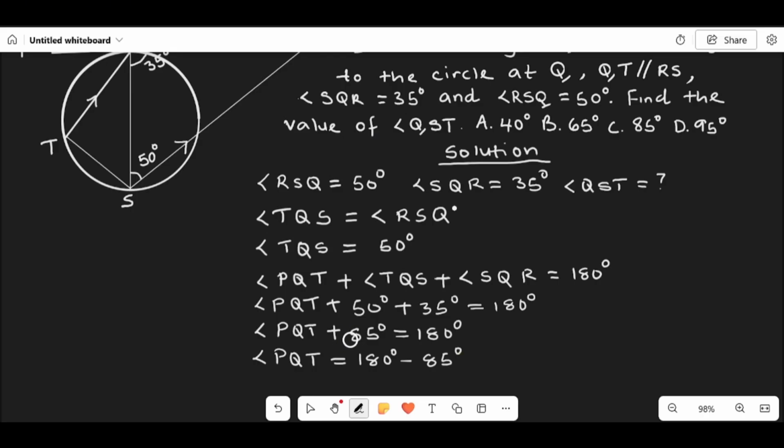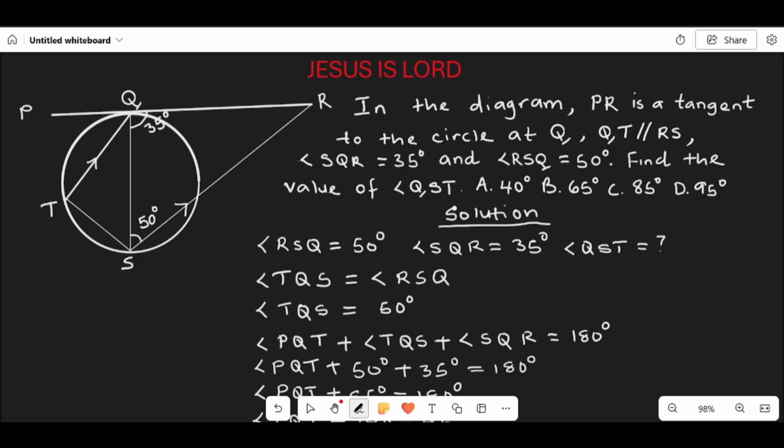If you transpose 180 degrees to the right hand side, the positive sign will change to negative, and we are going to have this. So angle PQT equals 95 degrees. This angle is equal to 95 degrees.